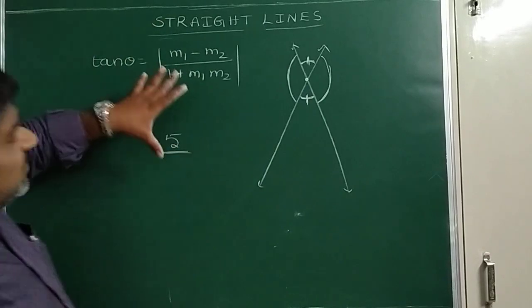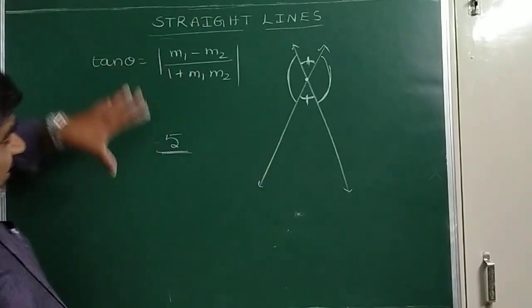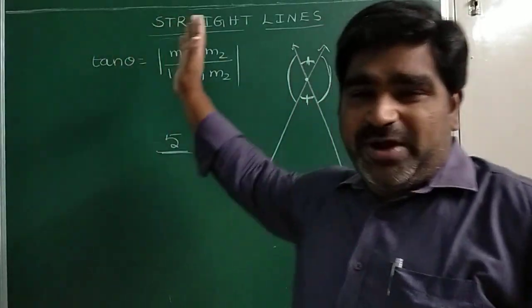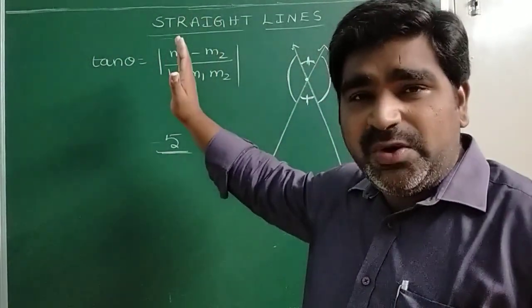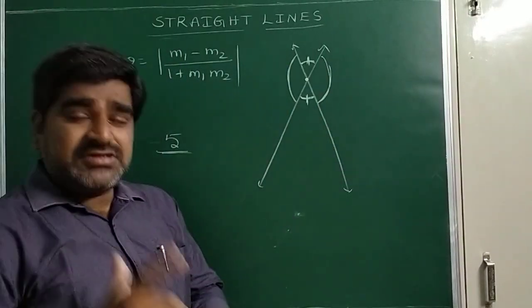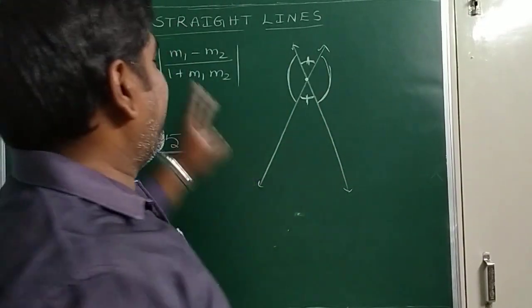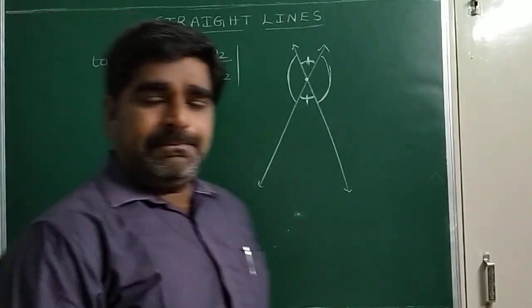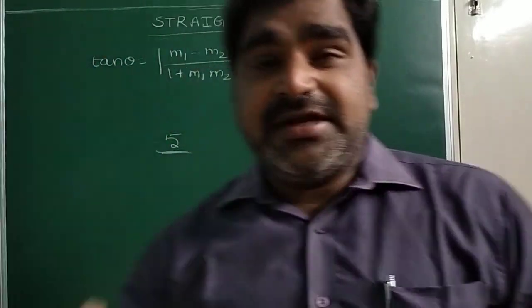Similarly, unless it is mentioned otherwise, the angle between two straight lines means the acute angle. Acute angle means always less than 90, which means it lies in the first quadrant. In the first quadrant, tan theta is positive. That's why we take the modulus symbol there. That is the reason behind it.